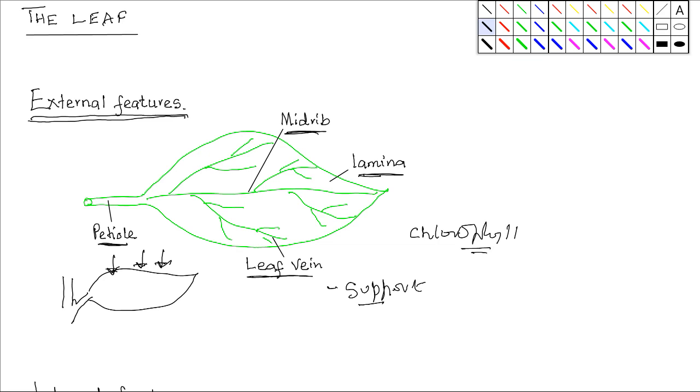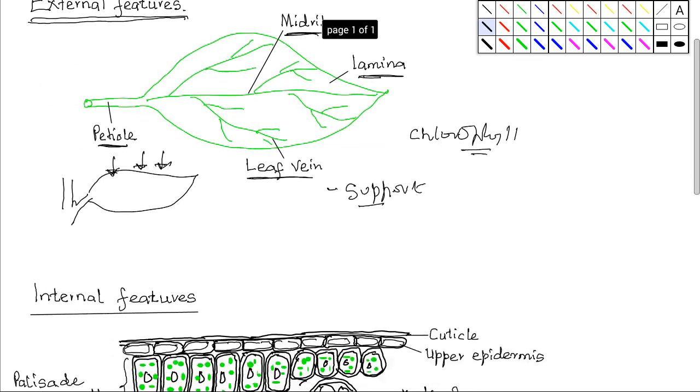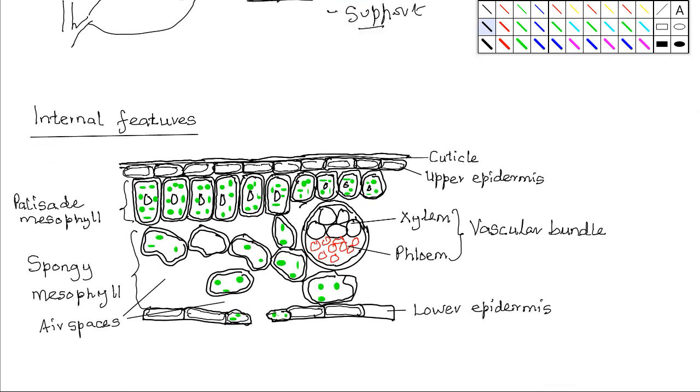Secondly, the midrib and the veins do contain vascular tissues that conduct water from the roots to the leaves and carry away the products of photosynthesis from the leaf to the other parts of the plant. So externally, those are some of the features that adapt the leaf to the process of photosynthesis. Now internally, the leaf has the following adaptive features for photosynthesis.